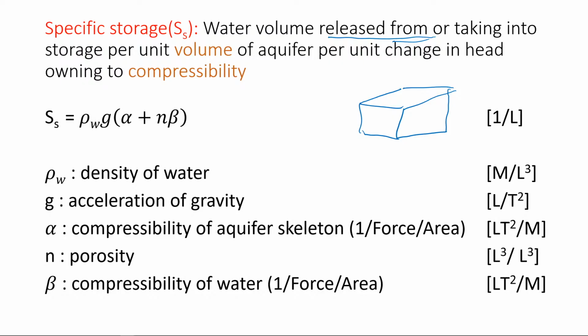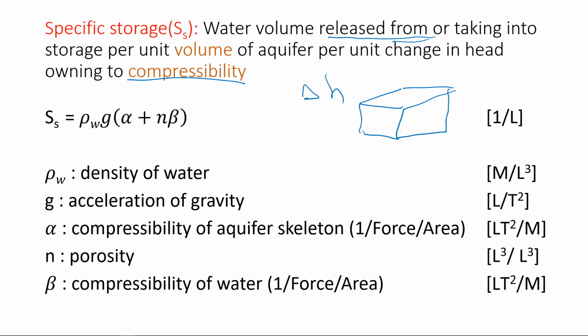How much water I can squeeze in or squeeze out, remove, from the aquifer per unit change of head, per delta H, owing to compressibility. So how would I put it in? I will put it in by squeezing it, by compressing the water more. How will I get it out? I will get it out by de-squeezing it, by releasing the water from pressure, and then the water will expand. And this has two terms to it.